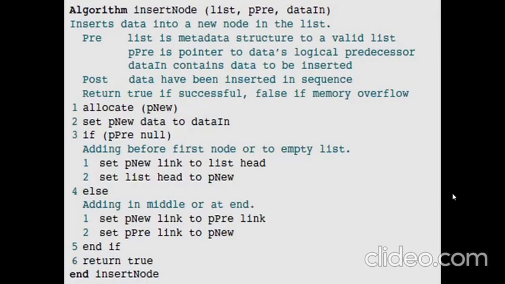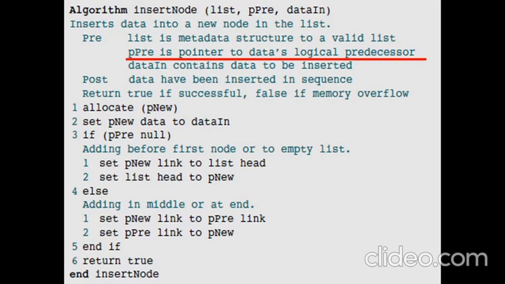This is the algorithm for the insert node operation in a linked list. We will evaluate the algorithm with some simulation. The first thing that you have to note down is that we will be making use of a few pointers, and the number one pointer is called the p3 pointer, which is nothing but the predecessor pointer, and it is said to be a logical predecessor.